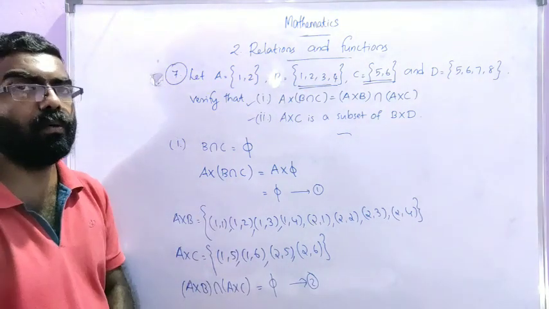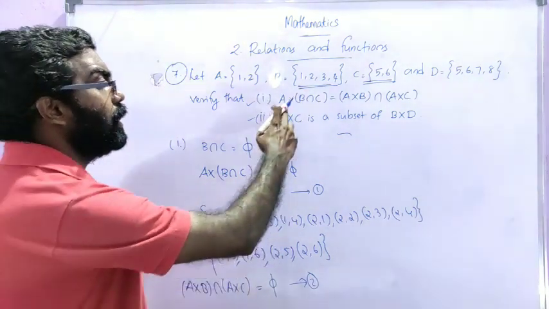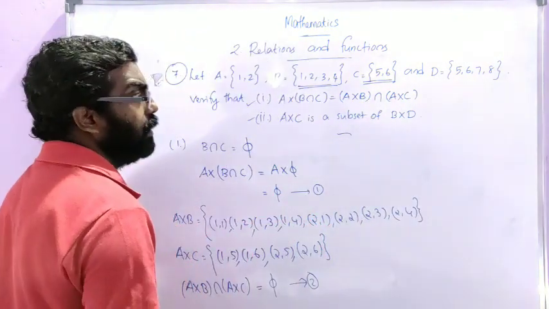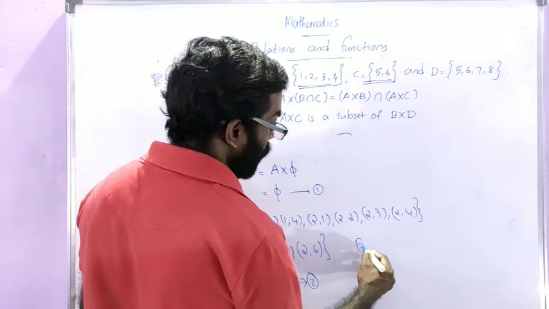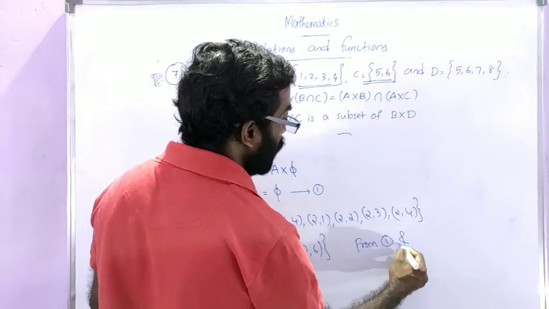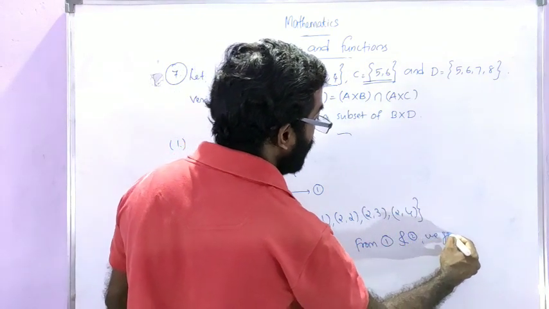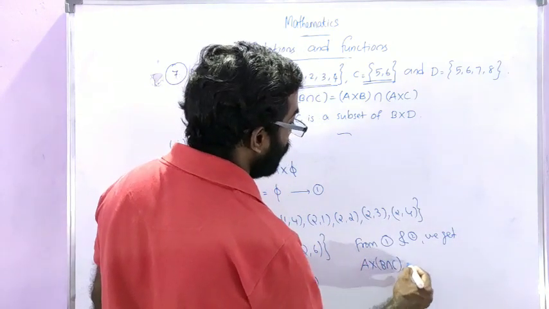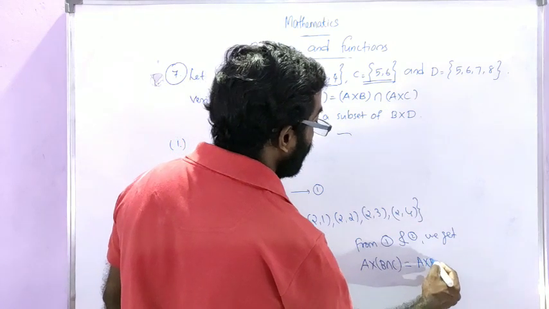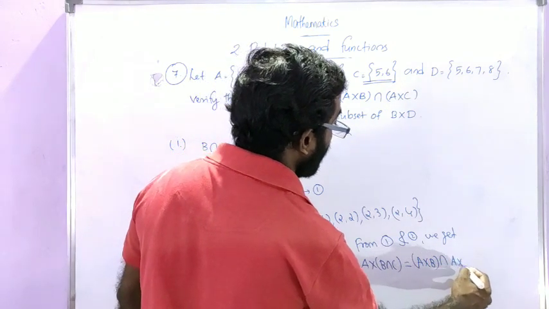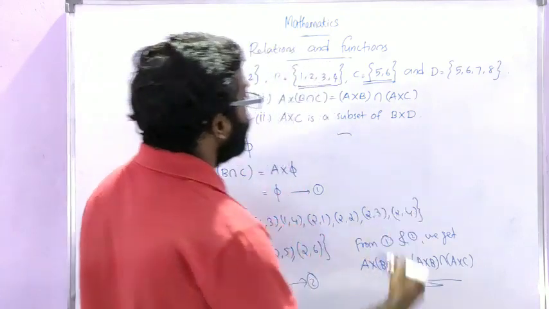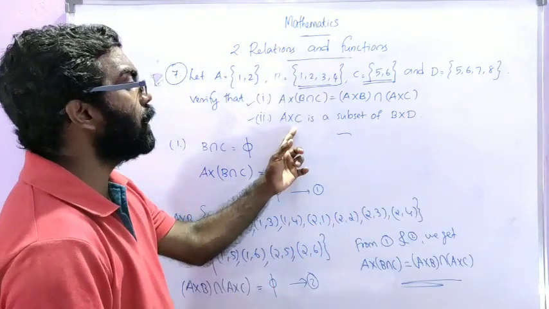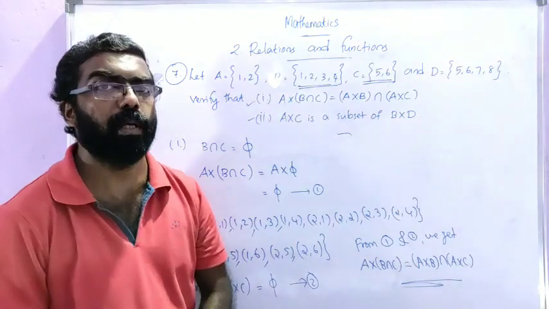So from 1 and 2 we can conclude that A × (B ∩ C) is equal to (A × B) ∩ (A × C). Okay, the first part is over. Now the second part is A × C is a subset of B × D.